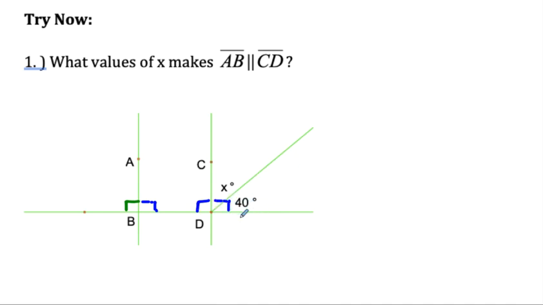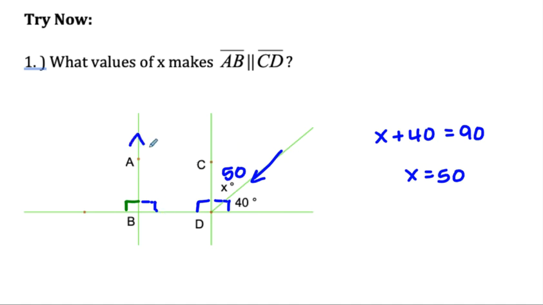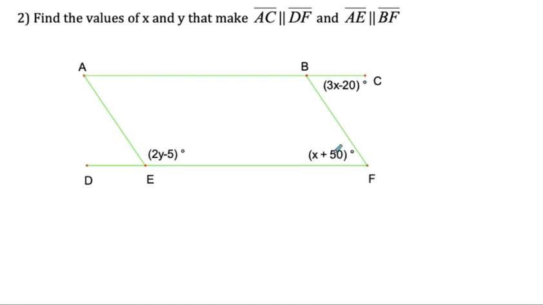Well, in order for that to be 90, then x plus 40 equals 90, so we know that x would be 50. So in order for the lines to be parallel, I need that to be a right angle. Therefore, these lines would be parallel, and that's the value of x that makes them parallel. Now, if I made x 40, they wouldn't be parallel. Okay?